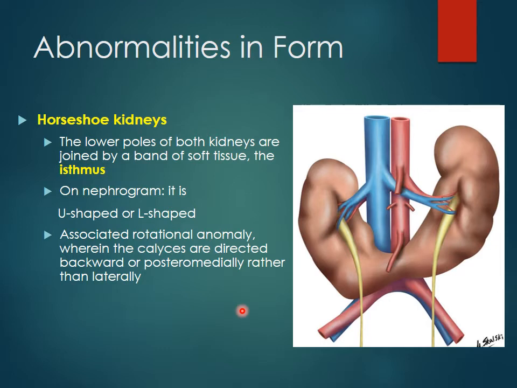For abnormalities in form, the most commonly encountered would be the horseshoe kidney. This is when the lower pole of both kidneys would be fused by a band of soft tissue, which is called the isthmus. During the nephrogram phase, this would appear as a U-shape or L-shape in configuration. An associated rotational anomaly for horseshoe kidney is that the calyces would be directed backward or posteromedially rather than laterally.